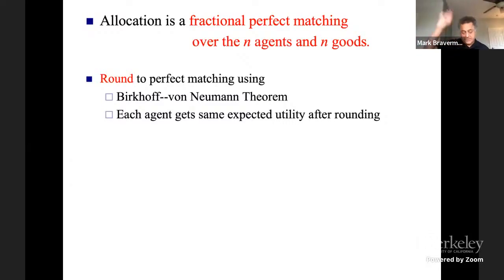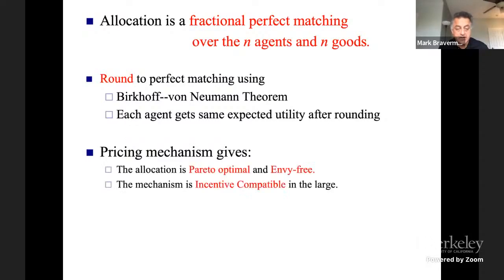Okay, so everything is very nice, and the mechanism has wonderful properties that come because of the power of the pricing mechanism, namely Pareto optimality, envy-freeness, and incentive compatibility in the large. Wonderful, and that's why it was a classic. I mean, nobody in economics wants to ever give up on this.